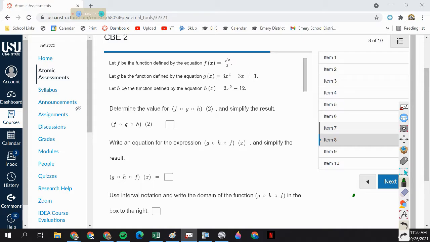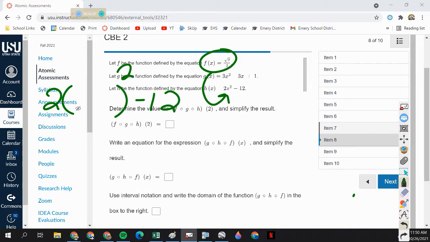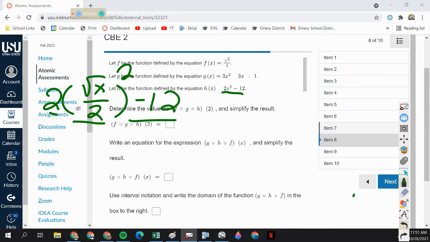Now, what is g of h of f of x? Well, this I have to plug the functions in. So I'm going to put f into h. So h is 2 times something squared minus 12. And I'm going to stick the square root of x over 2 inside there. You guys all right with that? Sailor? So look at the h function. Okay, so the h function is 2x squared minus 12. So we have 2x squared minus 12. But instead of x, I'm going to put root x over 2.